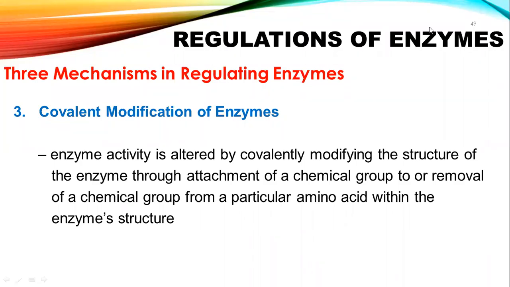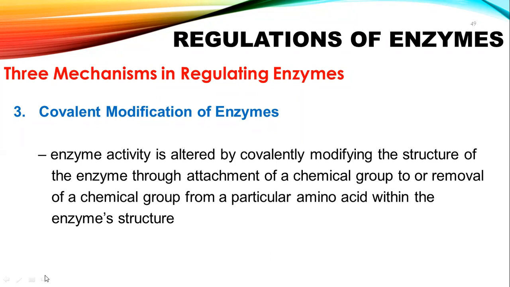Another way of regulating reactions by use of regulating enzymes or allosteric enzymes is covalent modification of enzymes. The first one is the feedback mechanism. The second one is by the use of proteolytic enzymes. The third one is by modification of enzymes by altering the functional groups. They should use the functional groups in a particular amino acid in the enzyme structure.